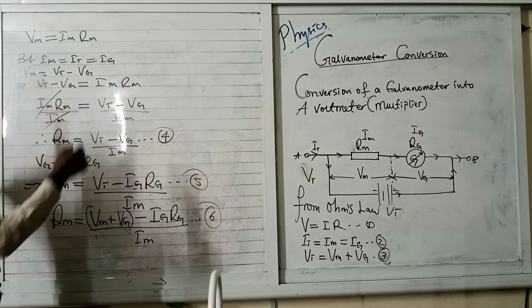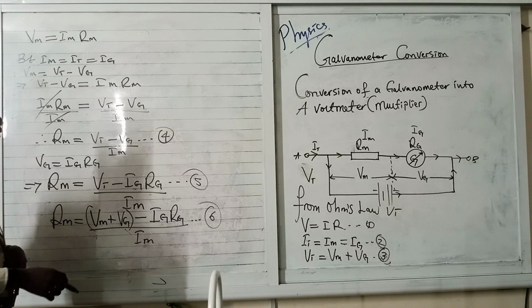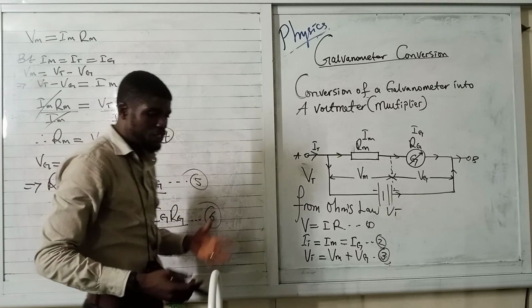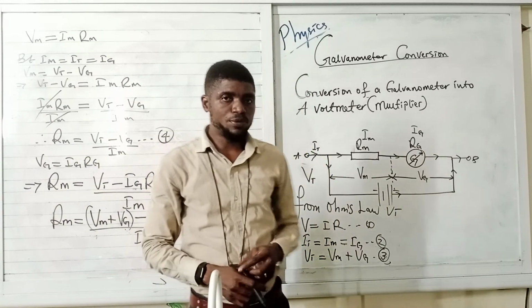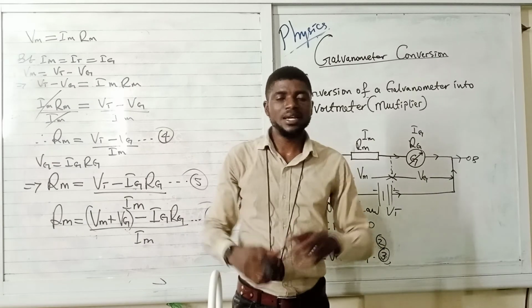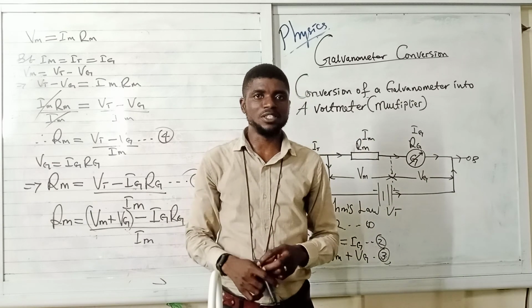So this is how to convert a galvanometer into a voltmeter, using the multiplier. To this, we have come to the end of today's video. The next video I'm going to make on this topic would be calculations on galvanometer conversion.